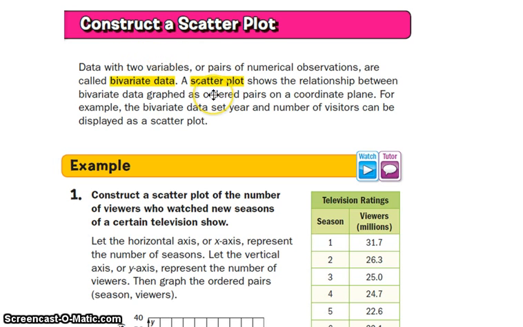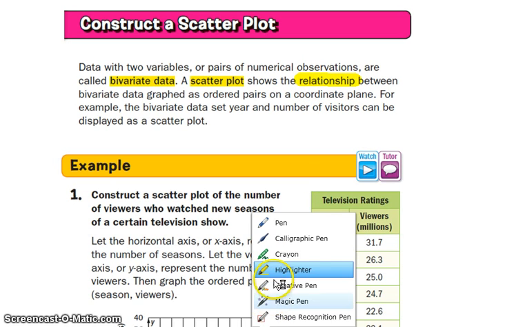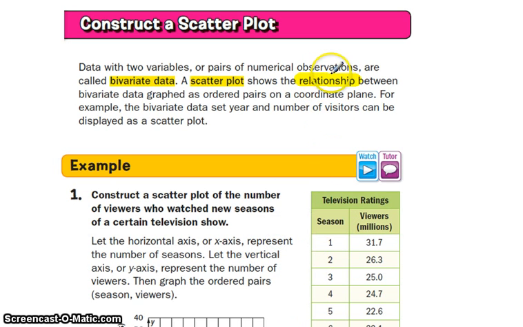Now the reason that we use scatter plots is because they show relationships between two sets of data. After we plot it, we can look to see if there is a relationship. The graph tells us, is there a relationship between the two sets of data? So what you need to highlight here is relationship. That's the important word. That's what goes back to scatter plot. Scatter plot equals relationship.